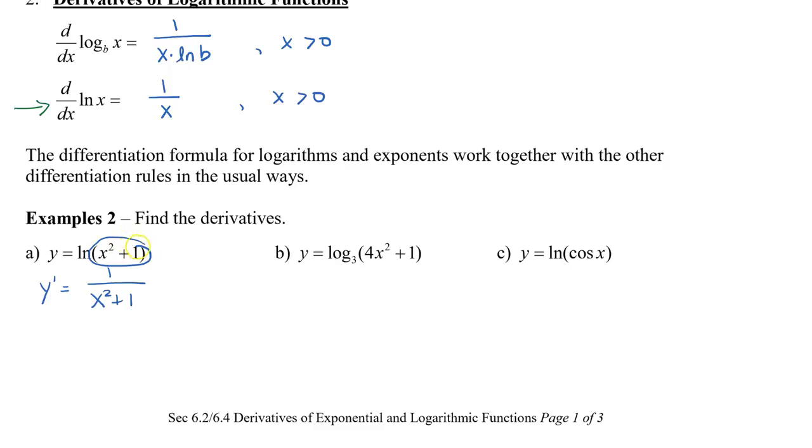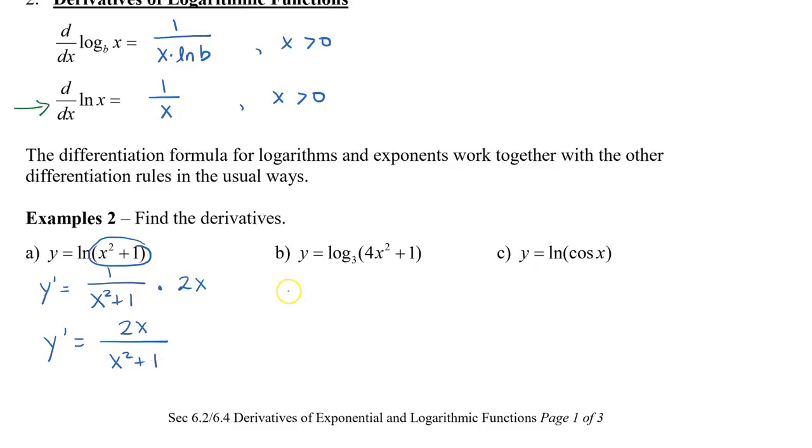And now we have to find the derivative of the inside. So we have two functions here. We have the natural log, and then we have the x squared plus 1. So we need to multiply this by 2x. So we're applying the chain rule here. So now we have y prime is equal to 2x divided by x squared plus 1.